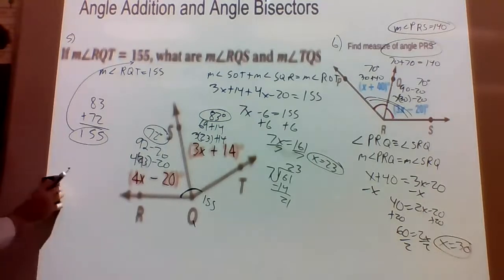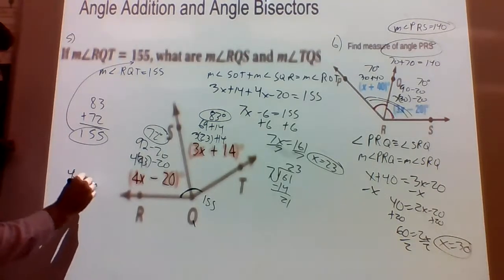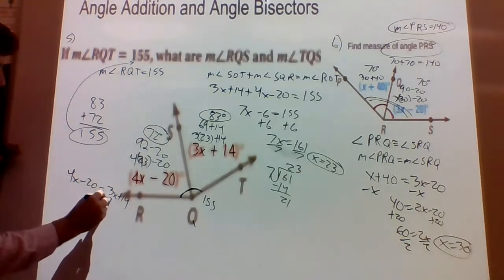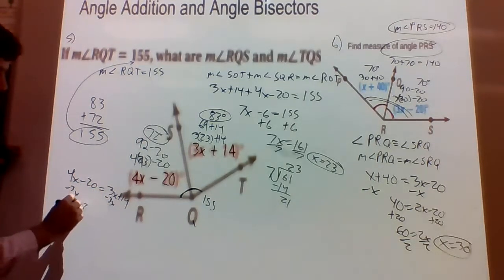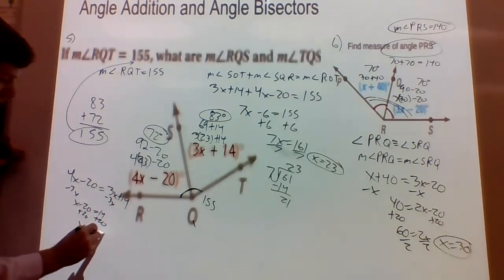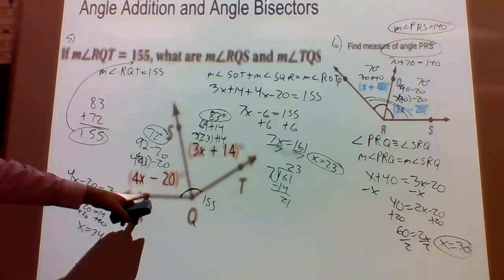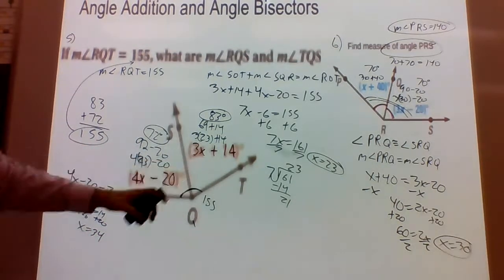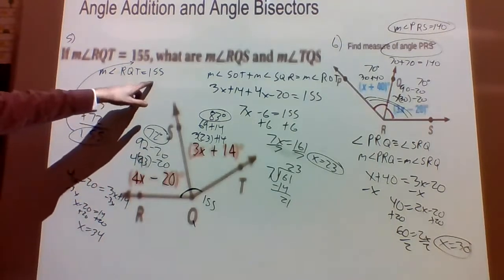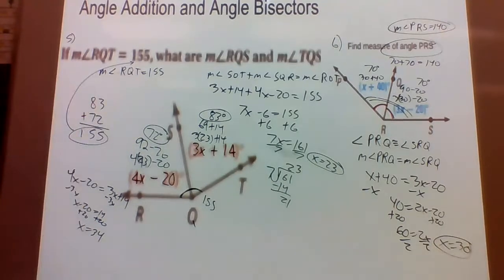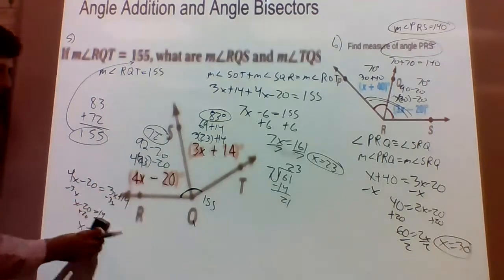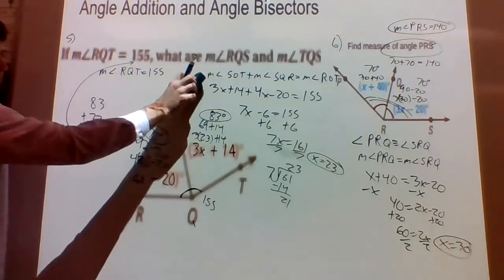All right, if we solve that, when we had 4x minus 20 equals 3x plus 14, we're going to get x minus 20 equals 14, add 20, we get x equals 34. If we plug 34 into both of them and then add them together, you're going to get a number that's much higher than 155. They need to add together to be 155. So since they're not congruent, it's not going to work. You have to go with this one.